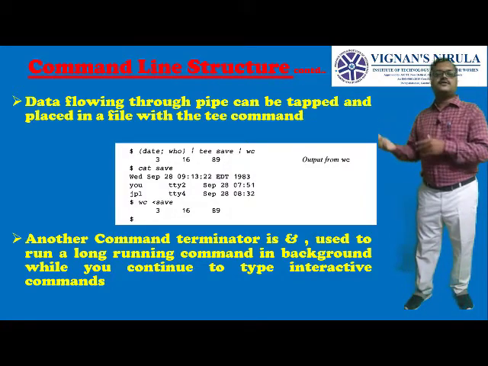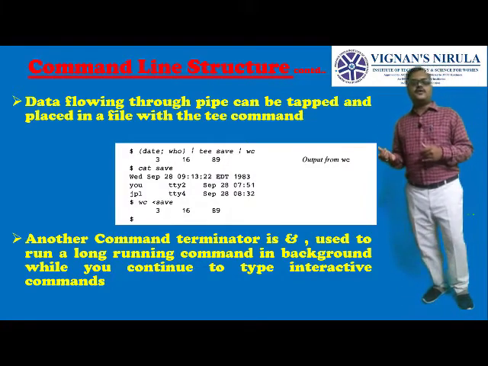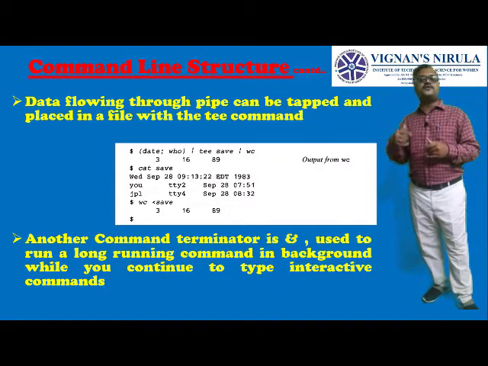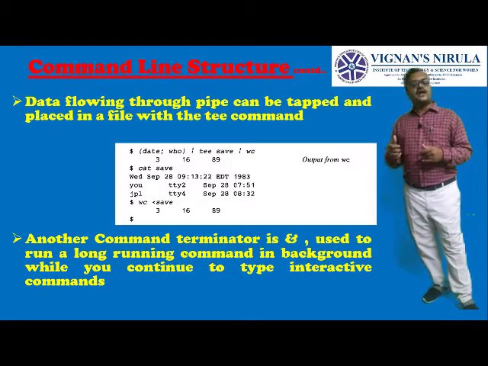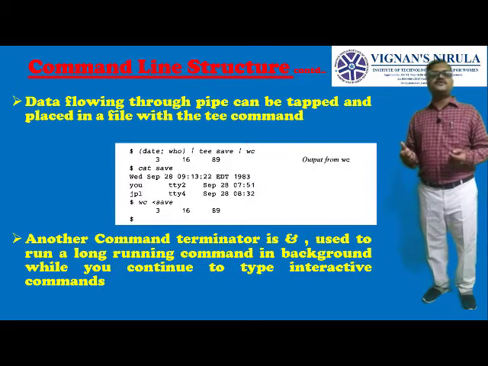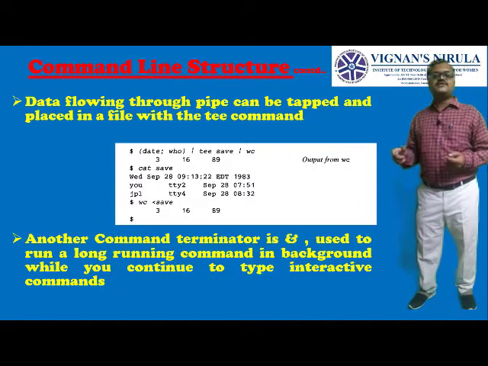And again the output is given to the WC. So WC is used to count the number of words, number of lines and number of characters in the given output. So here the output is stored in the save file. So we can also give wc < save.